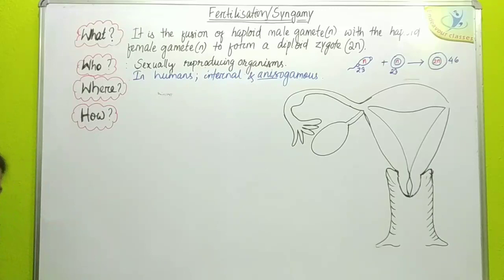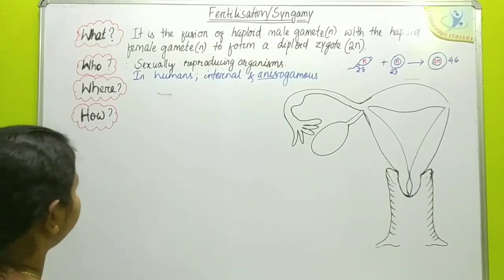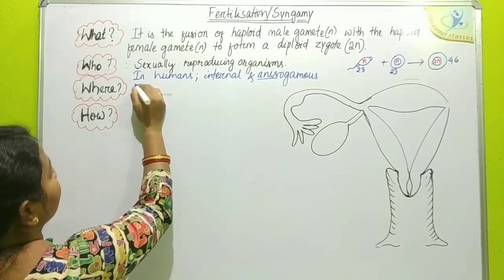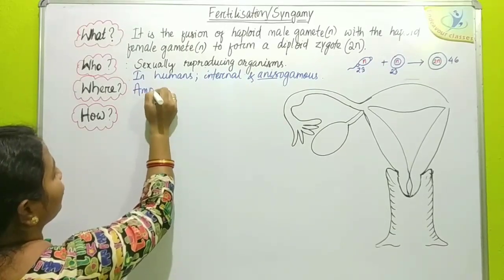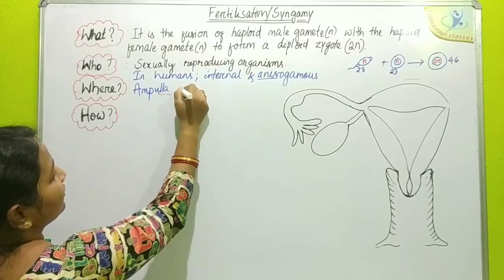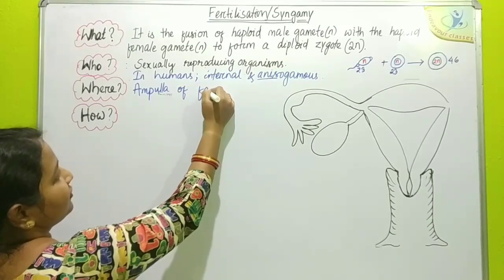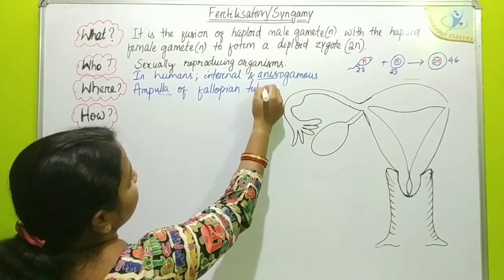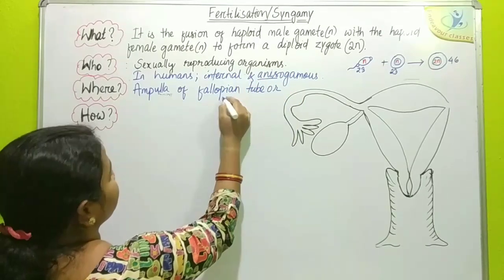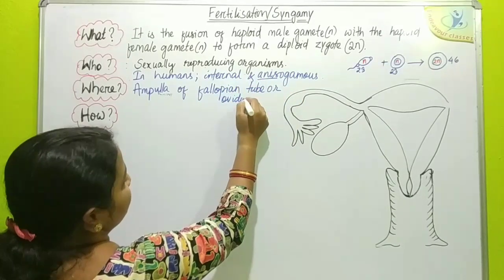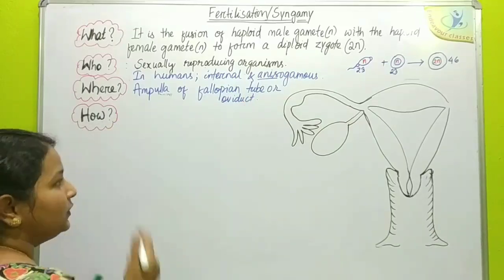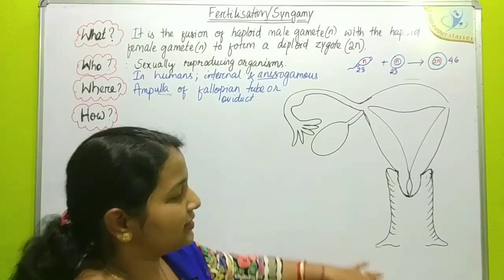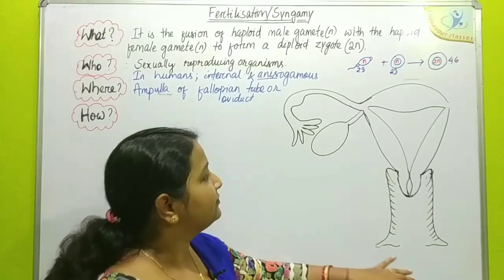Next, where does it occur inside the human body? It occurs inside the ampullary region or ampulla of the fallopian tube or oviduct. So here I have already drawn a diagram. This is of internal genitalia.